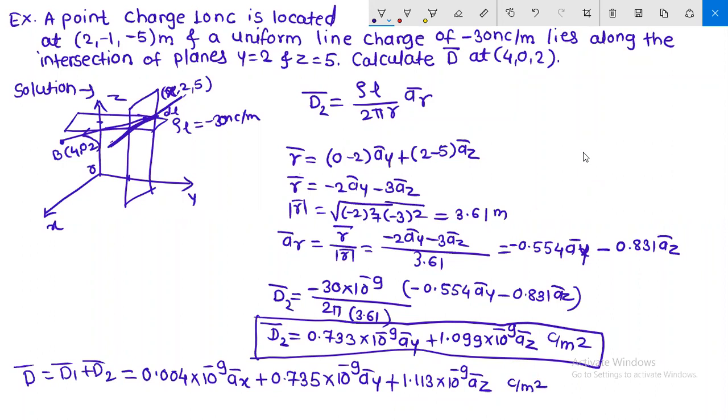Or you can write it as 4 into 10 raised to minus 12. You can write in that form also.